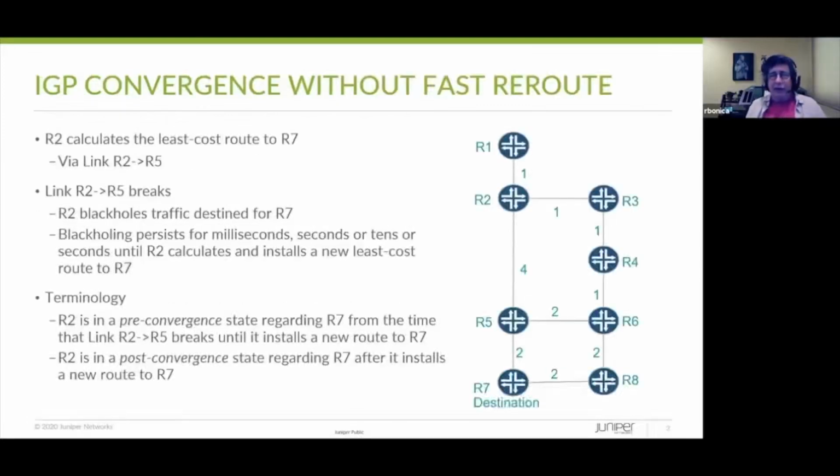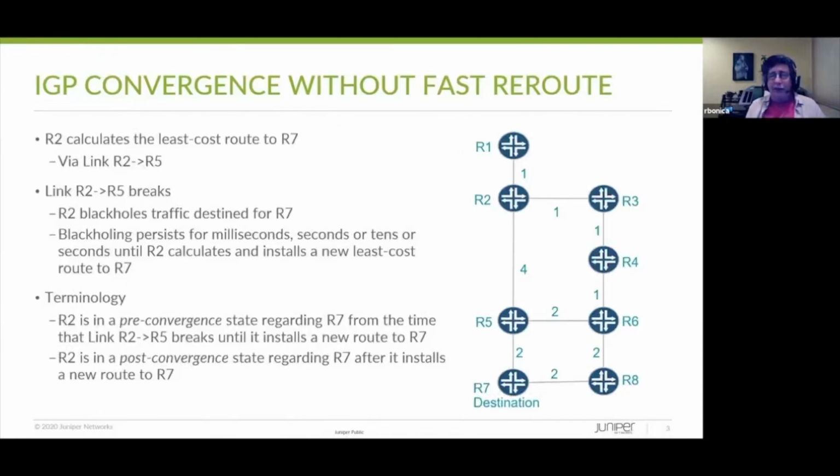Let's say for a minute, R2 calculates its least cost route to R7. That's going to go through R2, R5. Now, if R2, R5 breaks, R2 is going to black hole traffic destined for R7. And this black holing may persist for a while. Certainly, R2 has to install new routes to R7, but maybe other nodes also have to do that before the IGP reconverges. So for some small period of time, we're going to have black holing, and that's going to be called the convergence period.